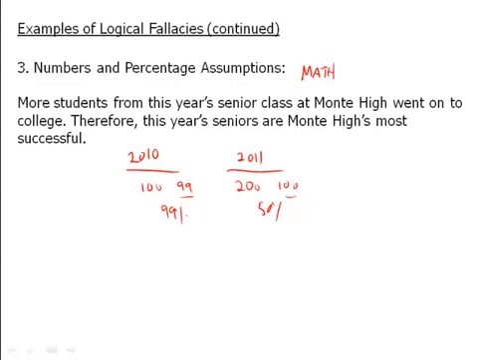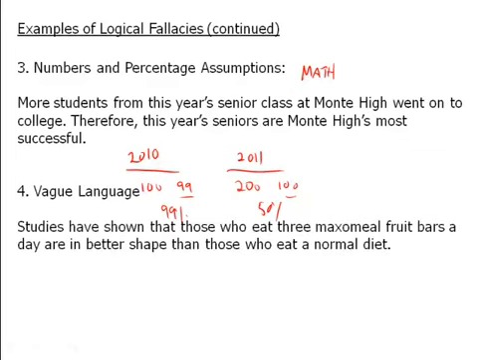Okay, now for the next one, we have vague language. What do we have here? Studies have shown that those who eat 3 Maximil fruit bars a day are in better shape than those who eat a normal diet. Okay, wait a second. What do we mean by in better shape? How do you quantify that? How do you come up with this? So this is very vague. Than those who eat a normal diet. Is there anything wrong with that? What do we mean by a normal diet?